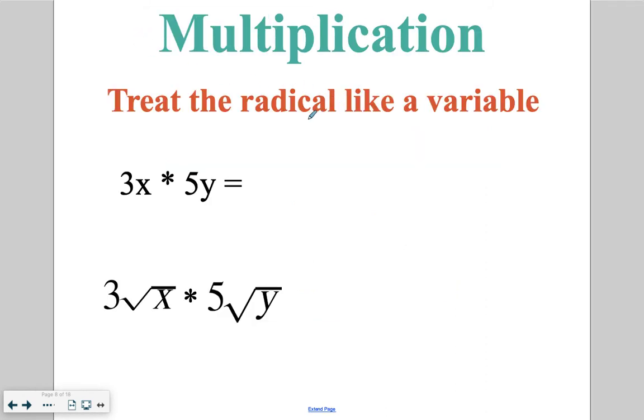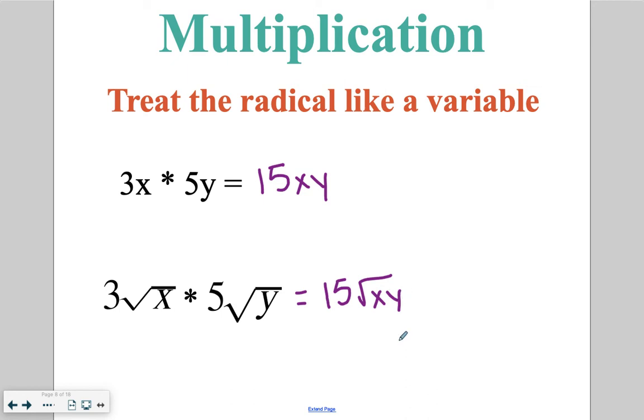When we're doing multiplication, again, you are going to treat the radical like a variable. So we've got 3x times 5y. You would go ahead and multiply those numbers, which would give you 15, and then you would just have xy. Same thing applies when you are multiplying radicals. We would have 3 times 5, which again gives you 15, and then the square root of xy.